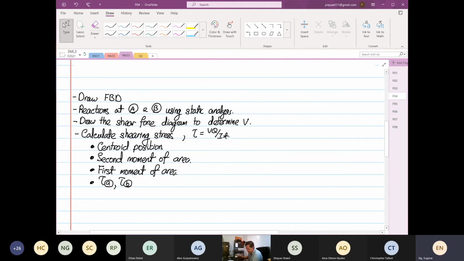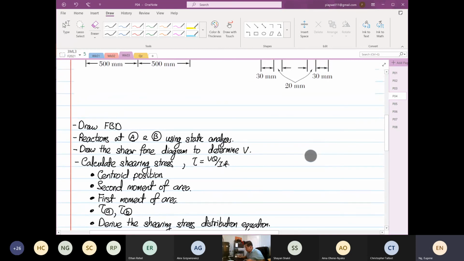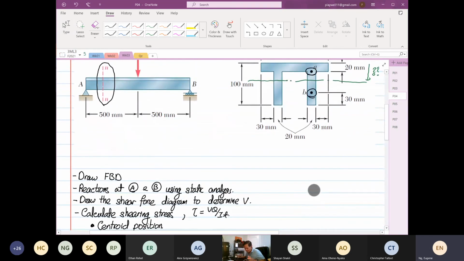And if we have time, I'm going to derive the shearing stress distribution equation. So these are the points that we're going to do. As I said, it might take 1 hour to do everything, but let's do it.